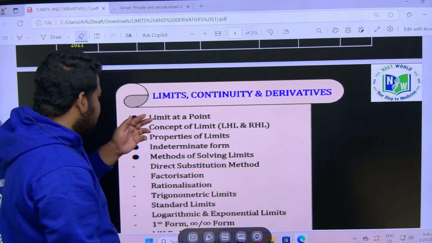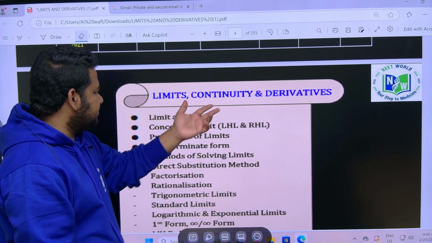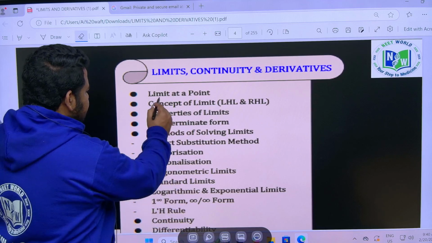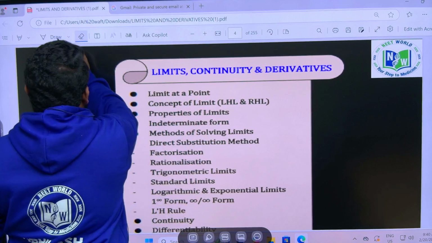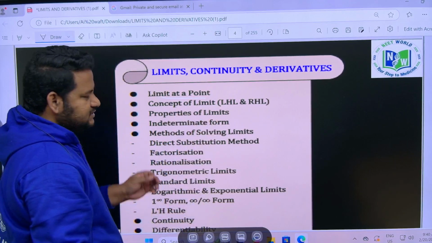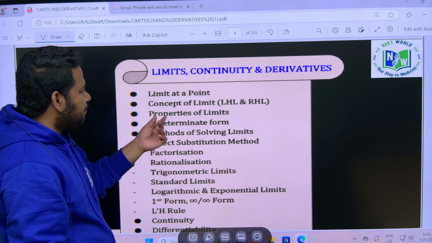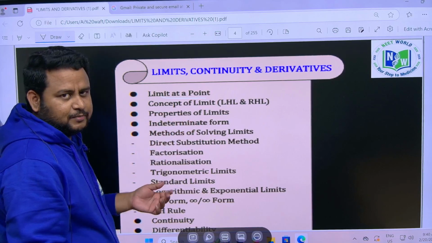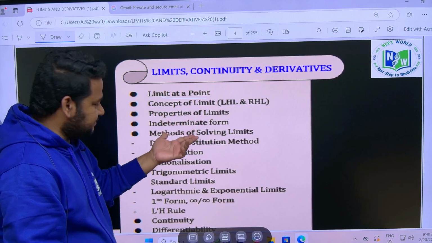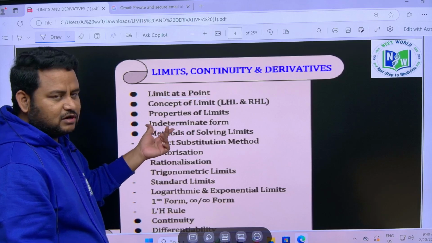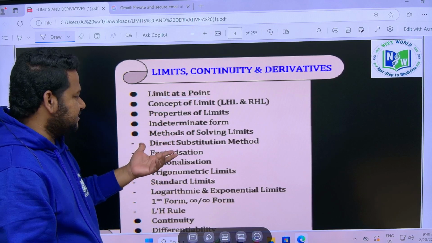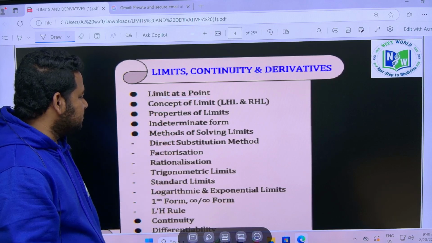When we talk about limits, continuity and derivatives, what is the syllabus? We have limit at a point, and the concept of limit, that is left-handed limit and right-handed limit, and properties of limits, that is algebraic properties, trigonometric properties, all these things. Then indeterminate form, the different types of indeterminate form, and methods of solving limits. Suppose you are getting an indeterminate form, what are the different methods to solve the limits?